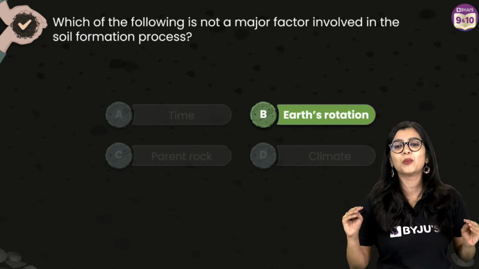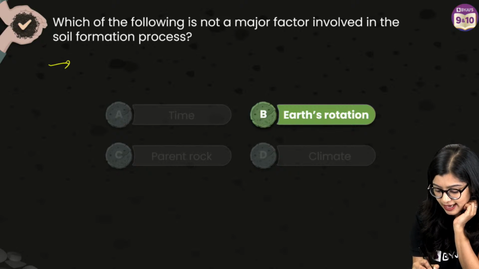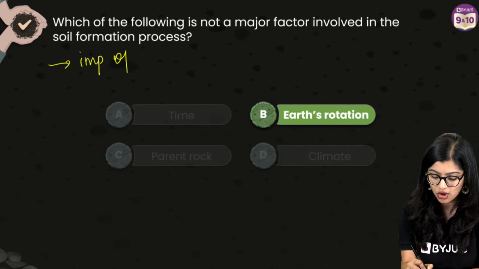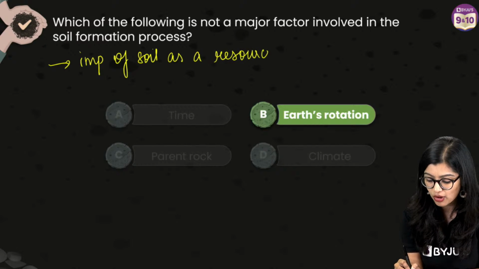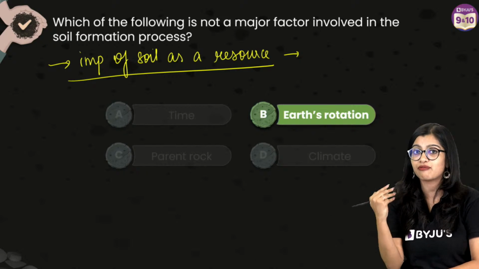Now see, let me tell you one thing, okay? In the initial part of it, you need to understand the importance. So in your textbook, just put a line and say importance of soil as a resource, right? Why is soil important as a resource? You need to understand this. So from your initial paragraph, you get an idea.